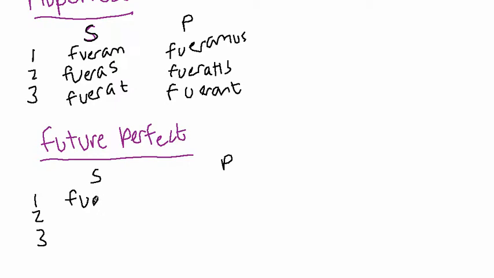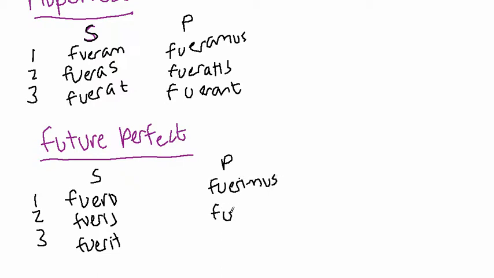So it's fuero, fueris, fuerit, fuerimus, fueritis, fuerint. Okay, so now that you have all the indicative forms of the verb sum, let's translate each.